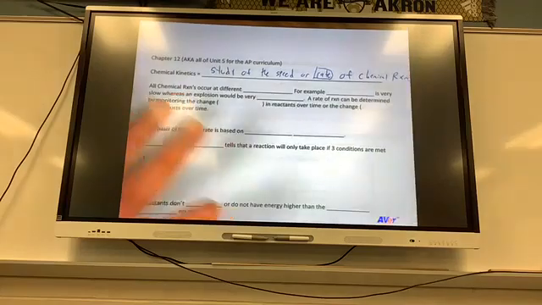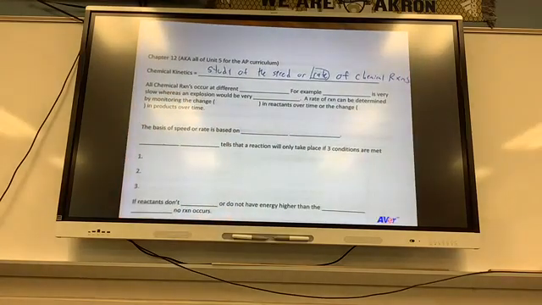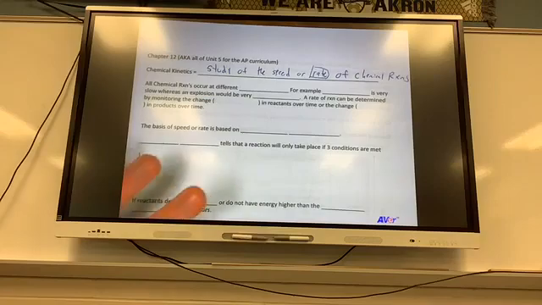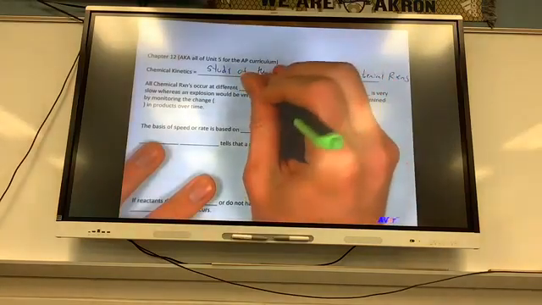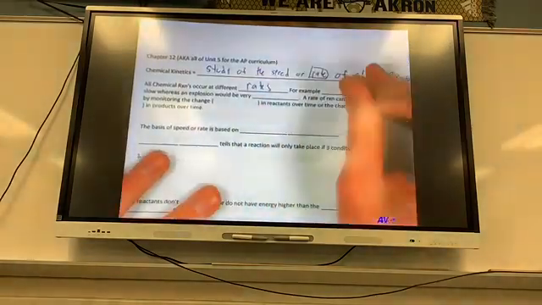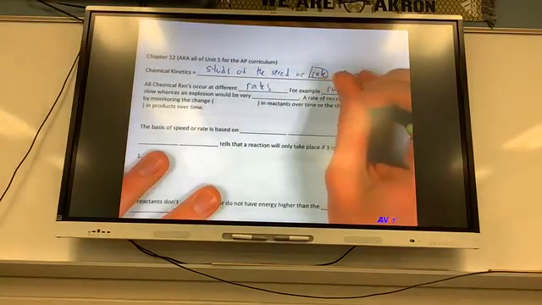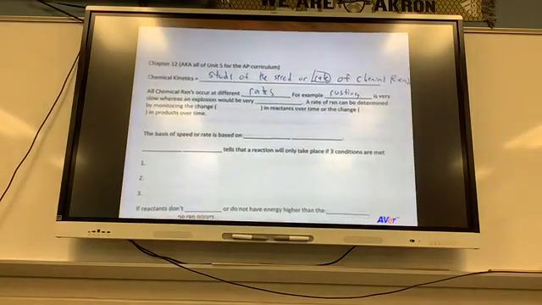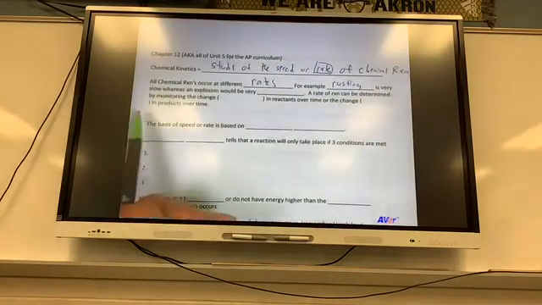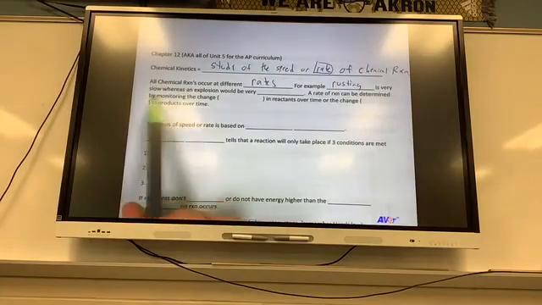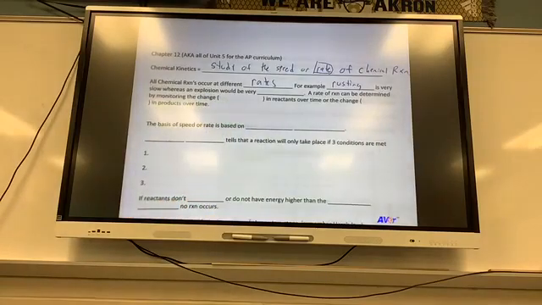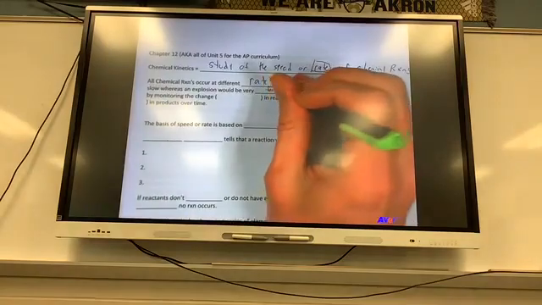And you might think, well, isn't it just fast, slow, medium? I mean, kind of, but there's lots of steps. So all chemical reactions occur at different rates. For example, rusting. Rusting is a very slow reaction, whereas an explosion would be very what? Fast. You got it. Would be very fast.